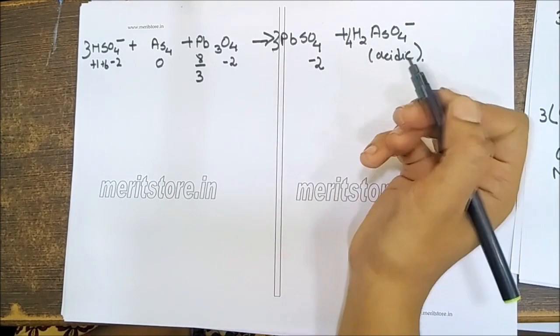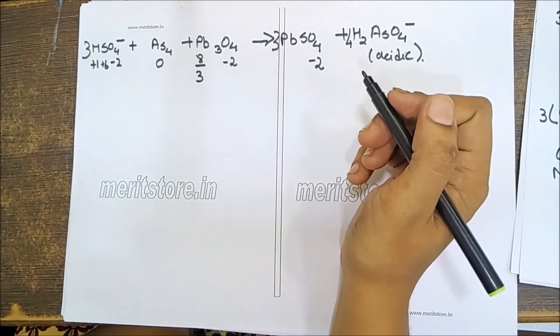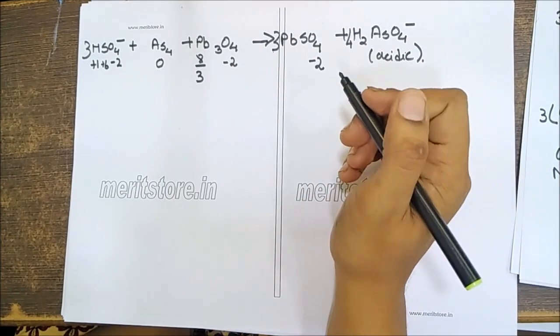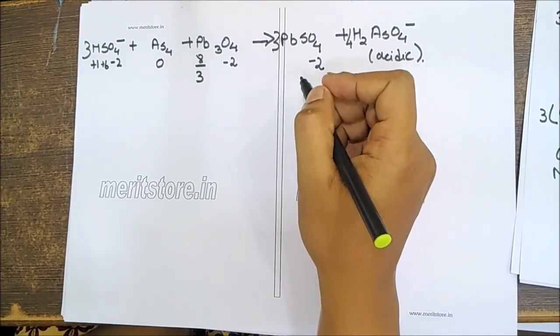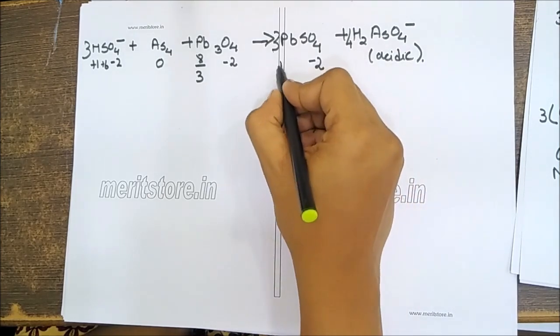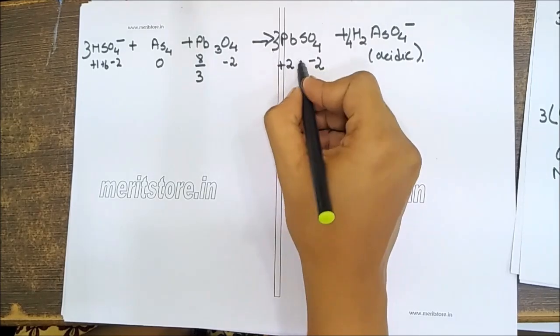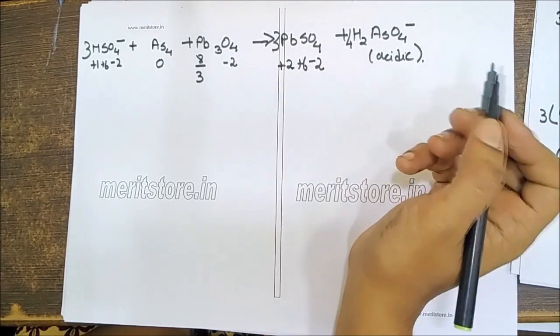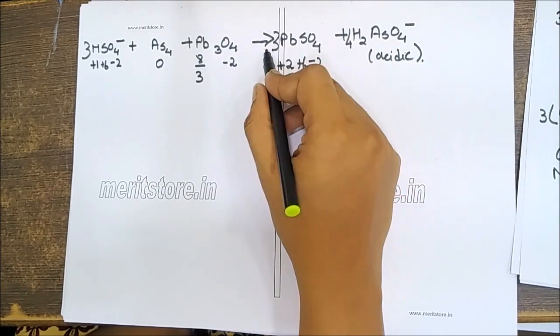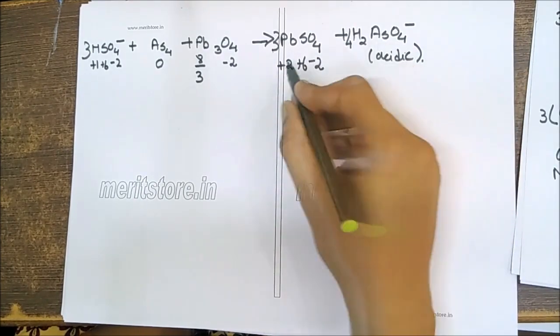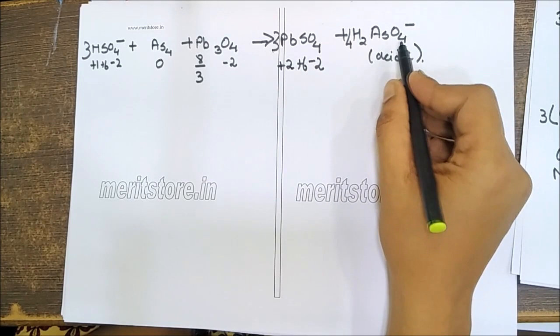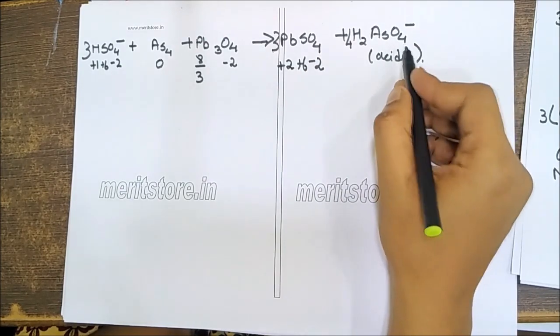Same way here, oxygen we know is minus 2. Pb we know is having an oxidation number of plus 2. So similarly, we are going to get oxidation number of plus 6 on sulfur. Here, if we take a neutral molecule and three such molecules. Alright, now let's look here.